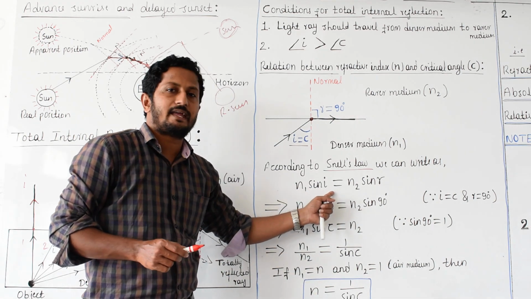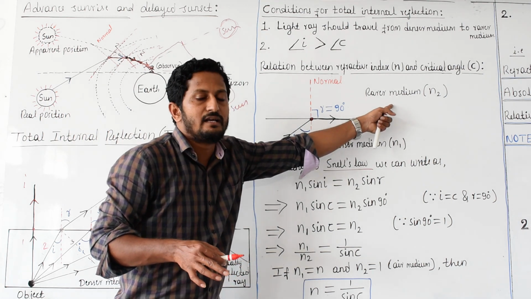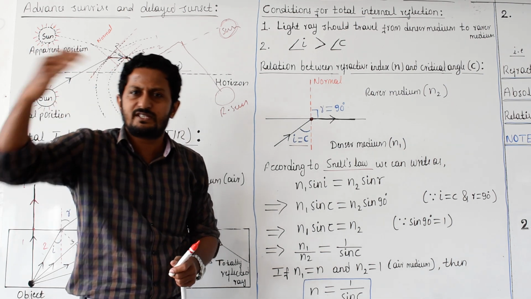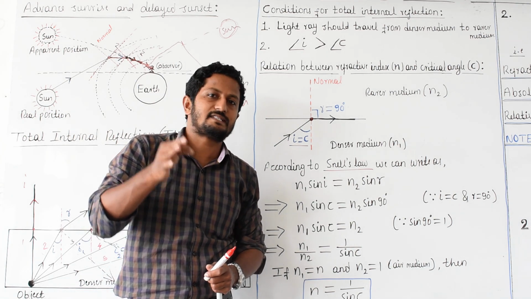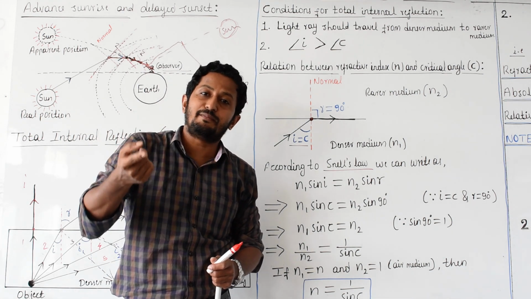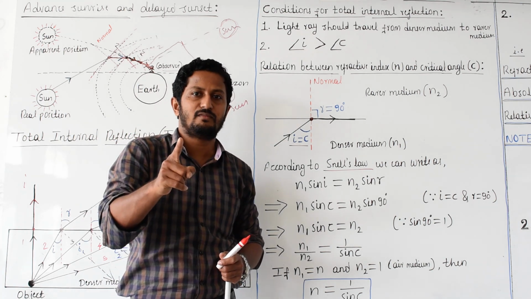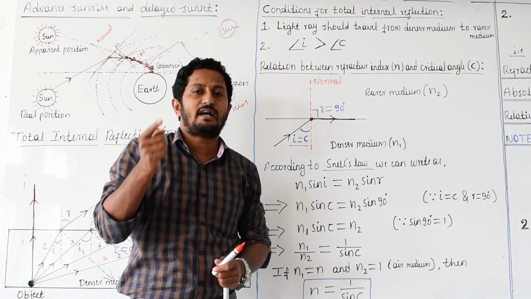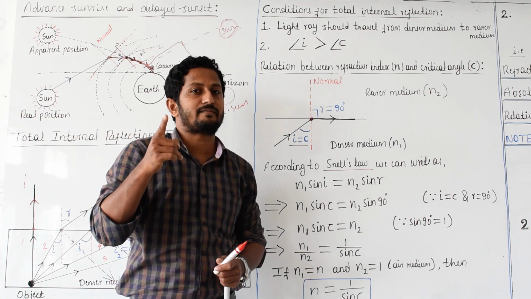N1 sin i, where i is the angle of incidence. Now you concentrate. I have taken N1 here and N2 there. From which medium light is coming, their refractive index you have to take as N1. To which it is moving, you have to take as N2. According to Snell's statement, the medium from which light is coming you have to treat as the first medium. The medium into which light is entering, you have to take as the second medium. I mean the angle of incidence is in the first medium, and the angle of refraction is in the second medium. That is very important.